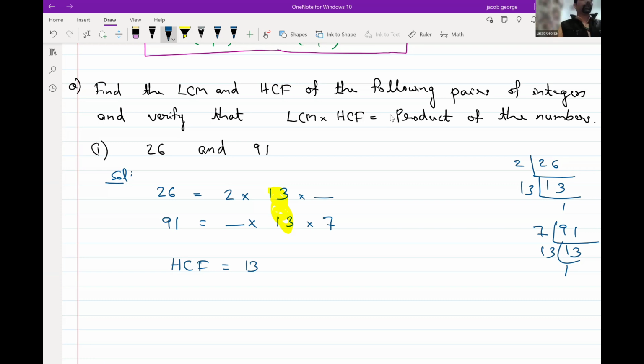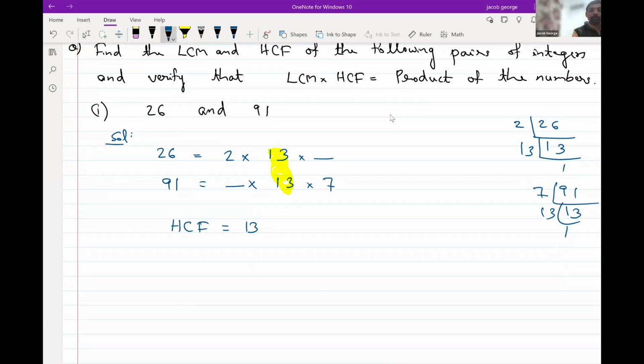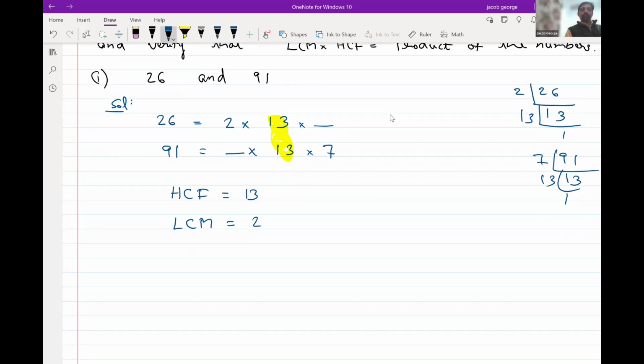Here HCF is 13. Now for LCM, we should take each and every prime, whether it is common or not. Then multiply: 2 into 13 into 7.